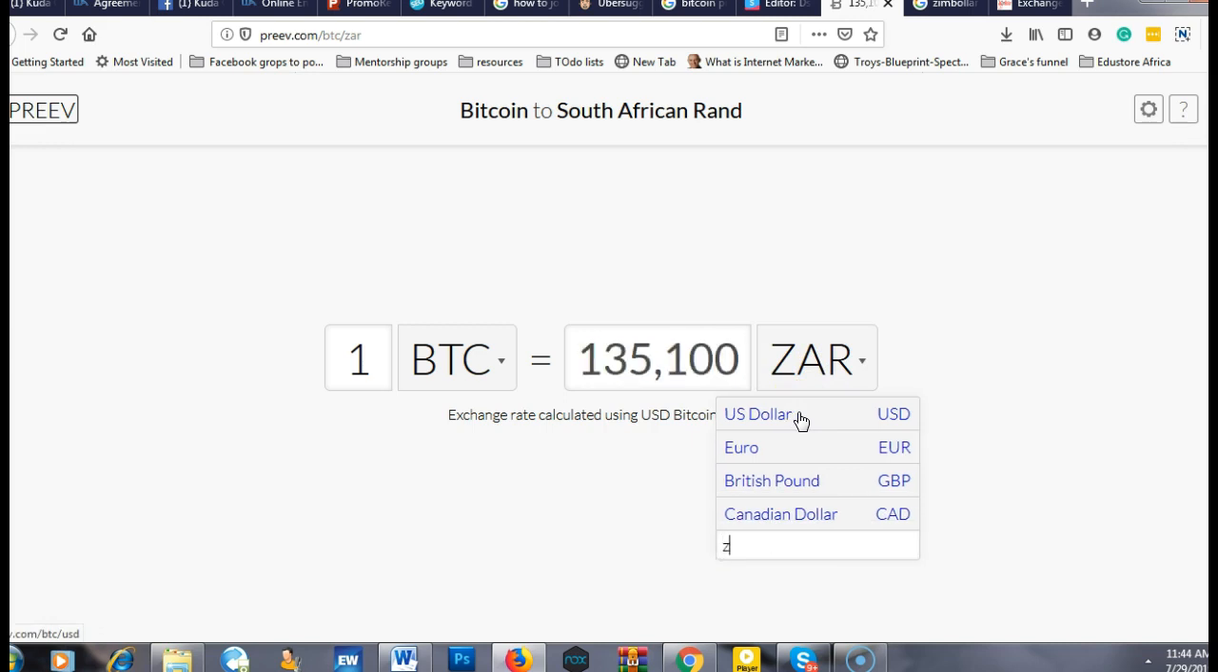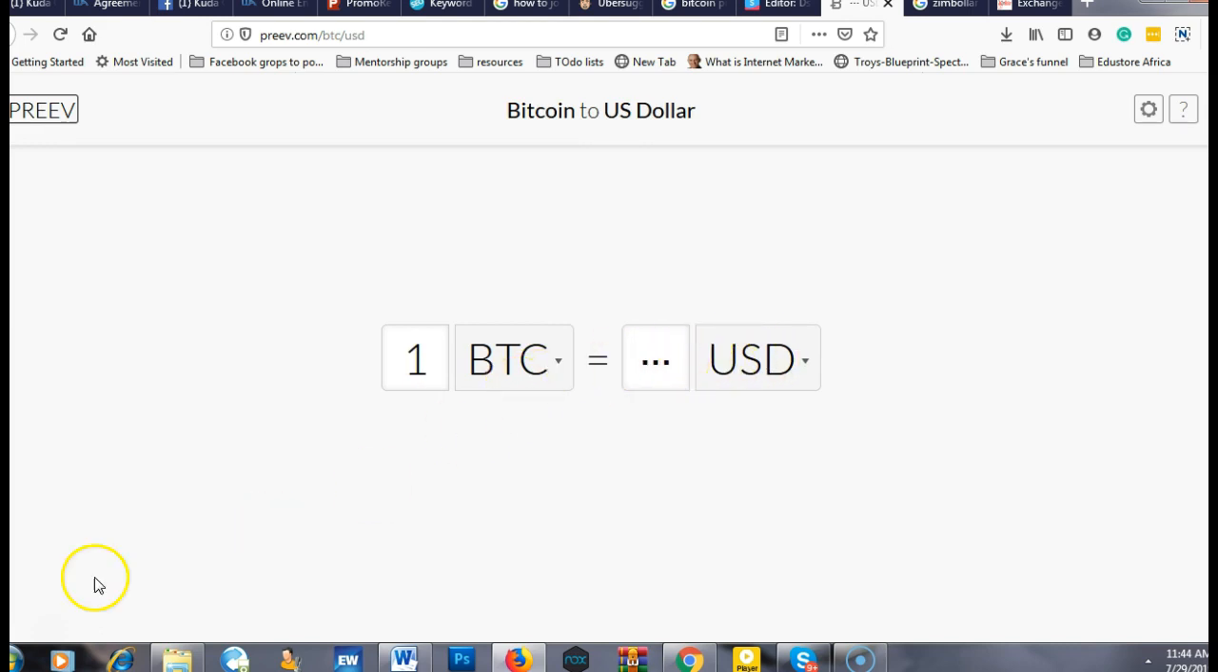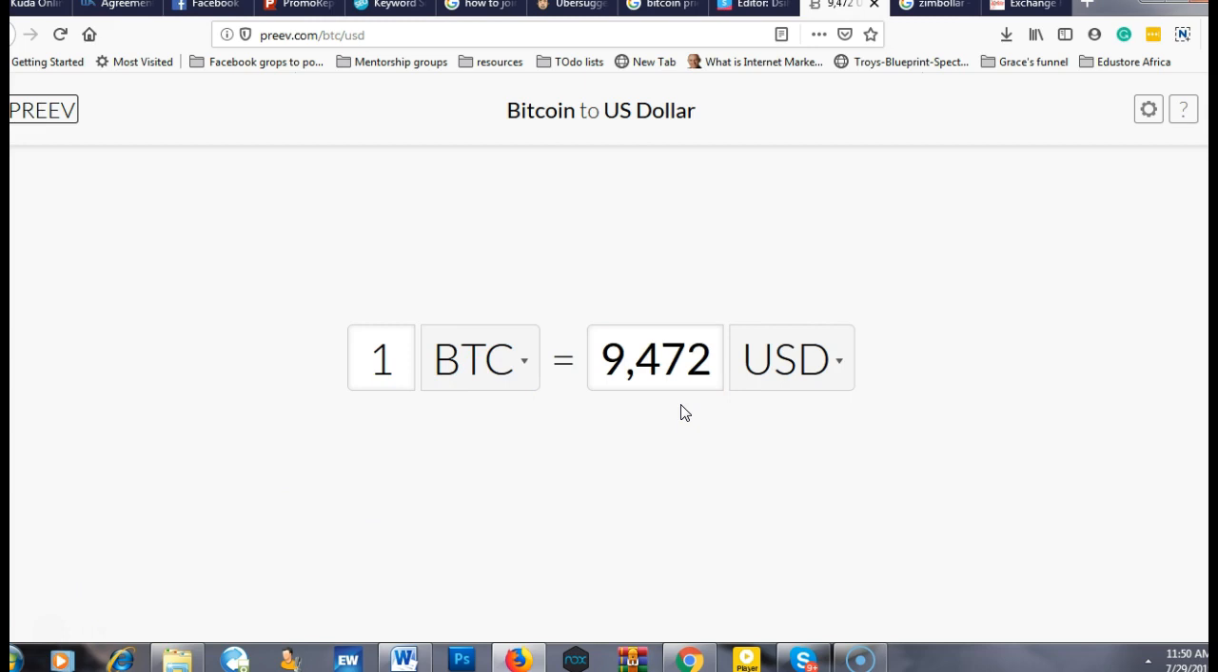Let me see if I can find Zimbabwe there. Zim dollar. No, Zim dollar is what, ZWD? No, you cannot find it. So I'm going to show you how to do that. Let's go back to the USD price. Now we are back to the USD prices.